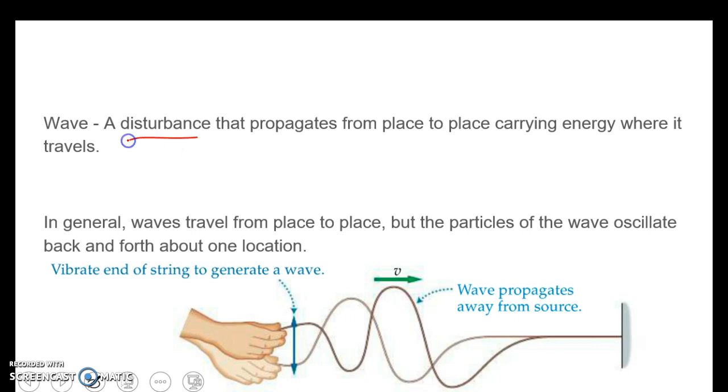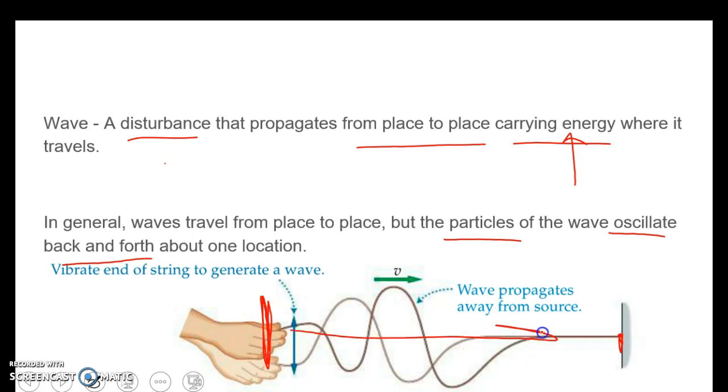A wave is a disturbance that moves from place to place, carrying energy. In general, waves travel from place to place, and this is what's important, but the particles move back and forth. For example, you have a string attached to a wall here, and as you move the string up and down, the wave moves this way, but the string moves up and down. So this particle on the string stays here while the wave travels that way.